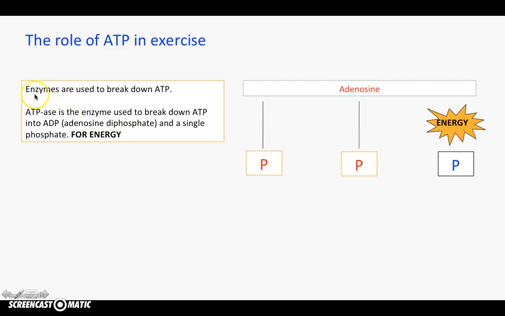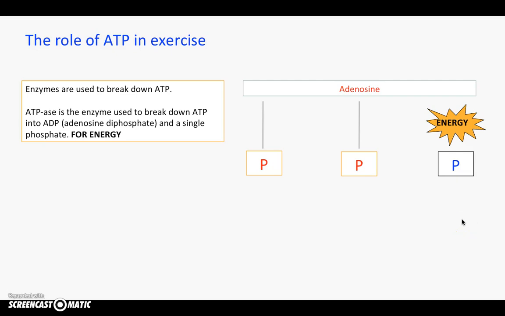So we have enzymes that are used to break down the ATP. The enzyme that is used to break down ATP is called ATPase. ATPase is the enzyme used to break down ATP into ADP, adenosine diphosphate, and one single phosphate. So we need this to happen for energy. Now all that we've done is we've got adenosine triphosphate, one adenosine, 3 phosphates. ATPase has come along and taken away a phosphate, and then boom, energy is created.